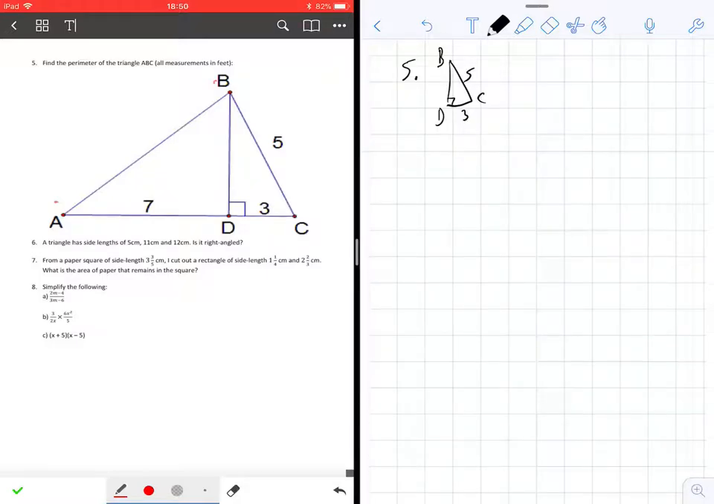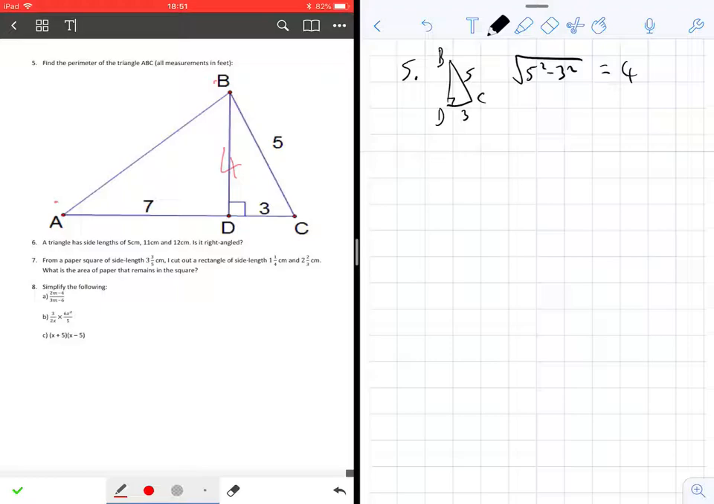And I know these two lengths. I'm not finding the hypotenuse, so I know it's going to be a subtraction. So I'm going to do the square root of 5 squared take away 3 squared, which indeed is 4. Actually, it's a 3, 4, 5 Pythagorean triple for what it's worth. I'm going to write that on the diagram, so I've got it there.